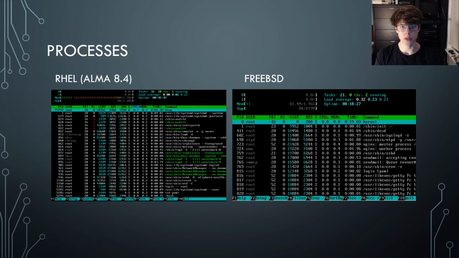They are running at the same time. They were both given 2 gigabytes of memory and about 12 gigabytes of storage. So one thing I do want to point out here is the uptime. Red Hat is only at 45 minutes, where FreeBSD has been running for about 8 hours and 20 minutes.